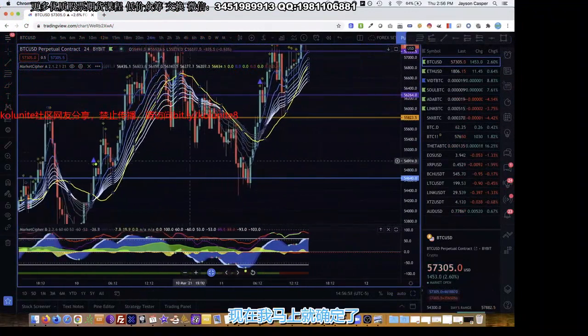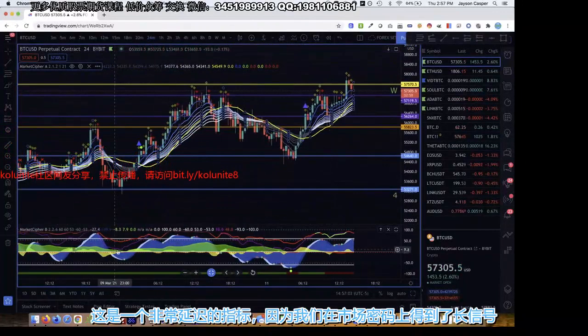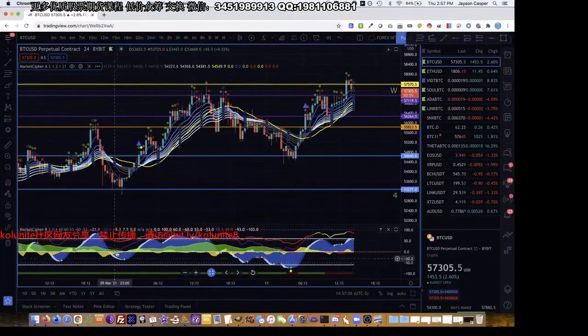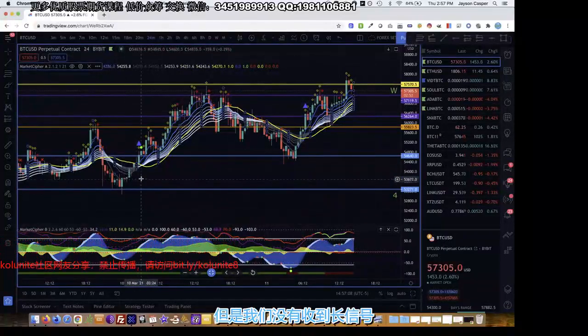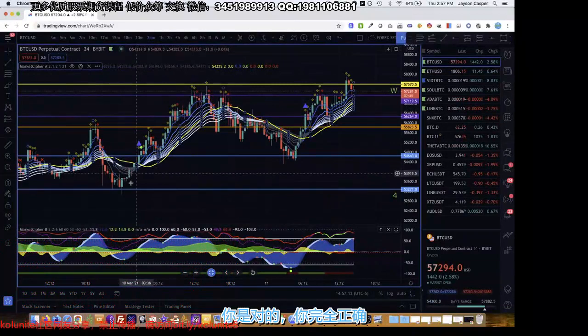Now, I'm sure right away you guys noticed something, which is, man, this is a very delayed indicator because we got our long signal right here on Market Cipher A to go long, but we didn't get our long signal on the EMA ribbon until right here. And you're right. You're absolutely right.